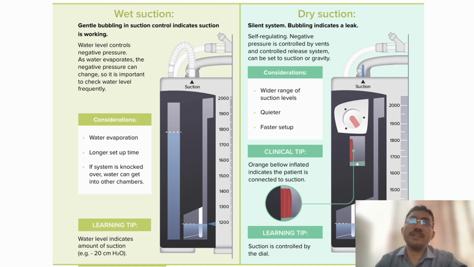Another disadvantage is that if the system is knocked over, then water can go into the other chambers, and again this will lead to a decrease in the efficiency of the negative suction. Whereas in dry suction, it is a silent system and bubbling does not occur normally, so we can use a wider range of suction levels. It is quieter. As we don't need to put water in the system, it has a faster setup and is more easily managed in the ward by the nursing staff and lay persons.